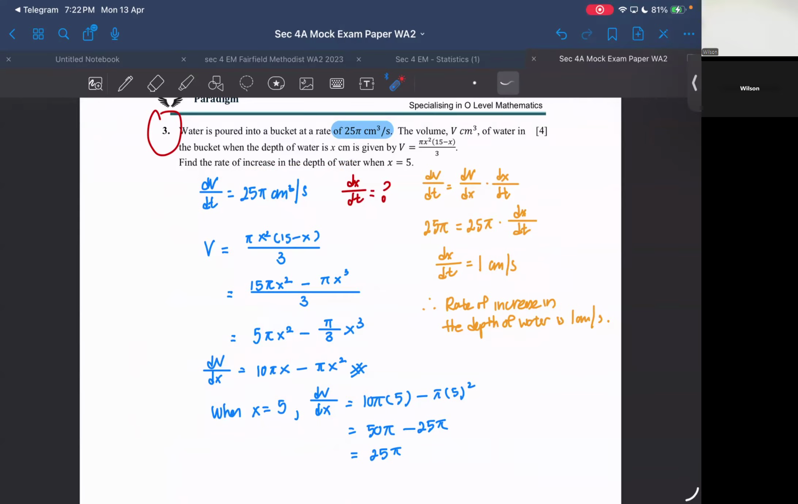Now, once you are done, you just have to connect everything together. dV over dt is 25 pi. dV over dx is also equal to 25 pi. Then you can find out your dx over dt by bringing 25 pi to the other side. So dx over dt is 1 cm per second.